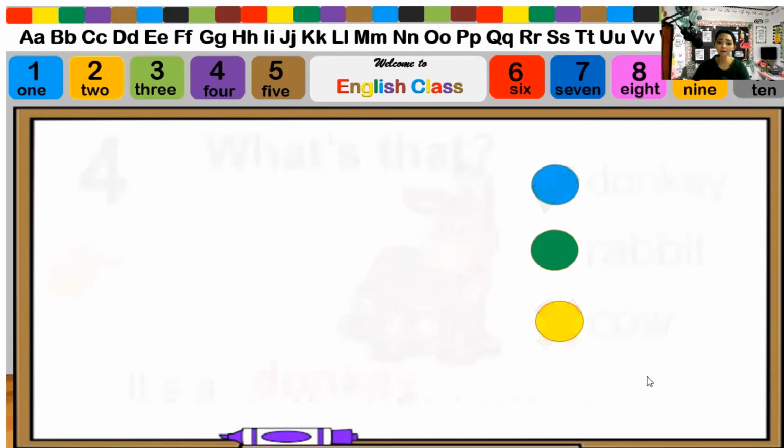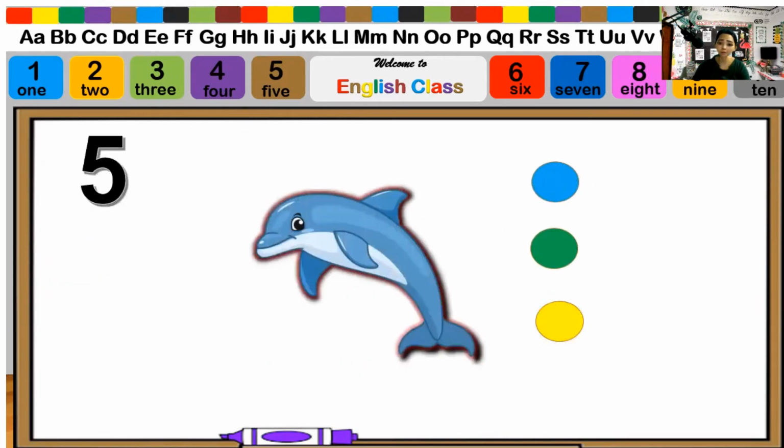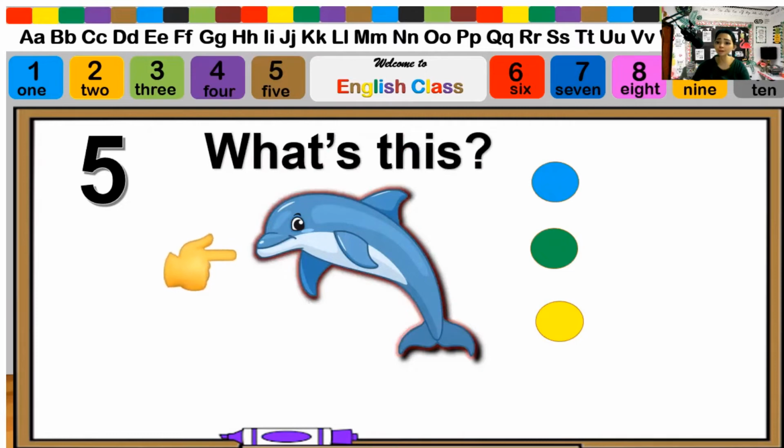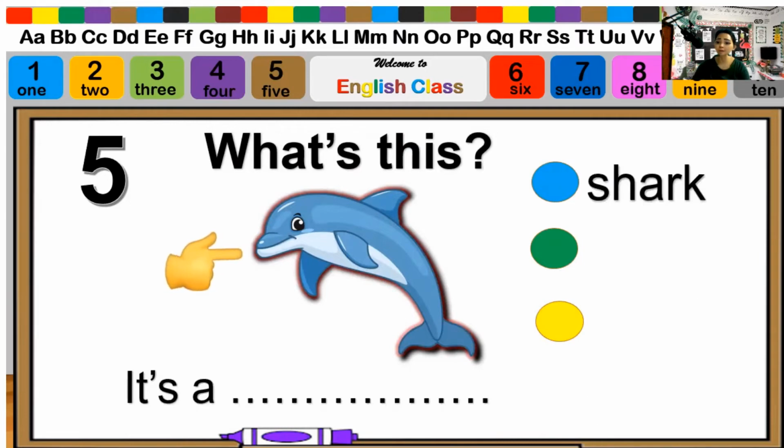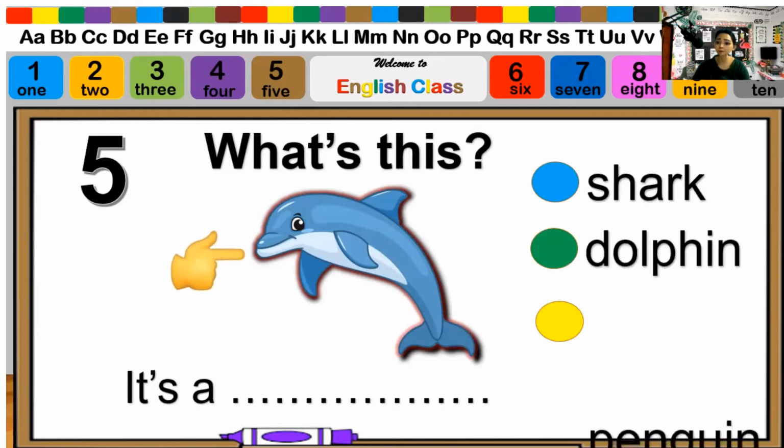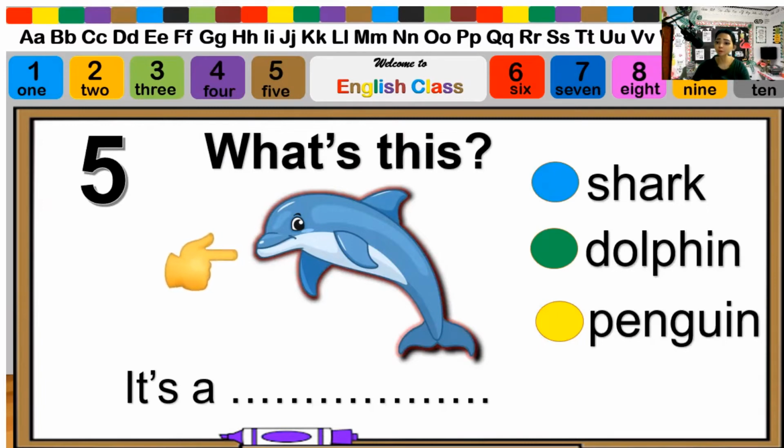Let's keep moving. What will be the question? What's this or what's that? That's right. The question will be, what's this? Because it's near, almost touching. So it's a shark, dolphin, or penguin. Is it a shark? Let's try the shark. No, it's not. Obviously it's not a penguin, because you know what the penguin is. So the answer is a dolphin.